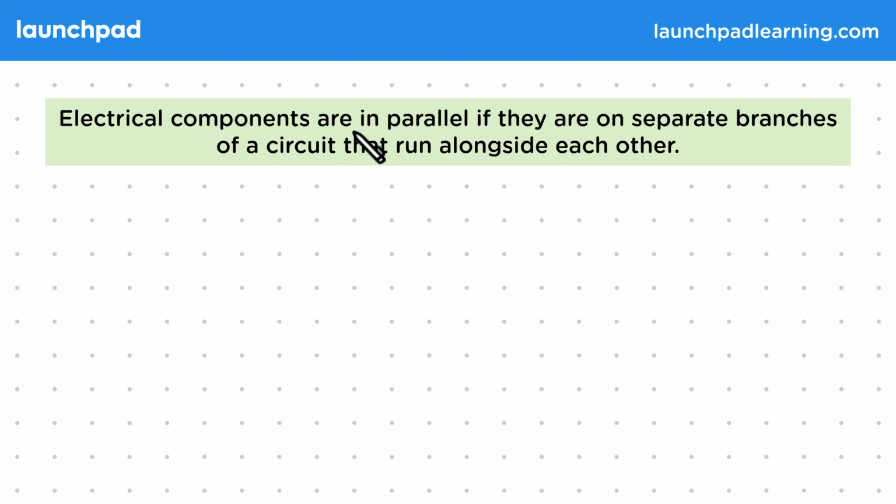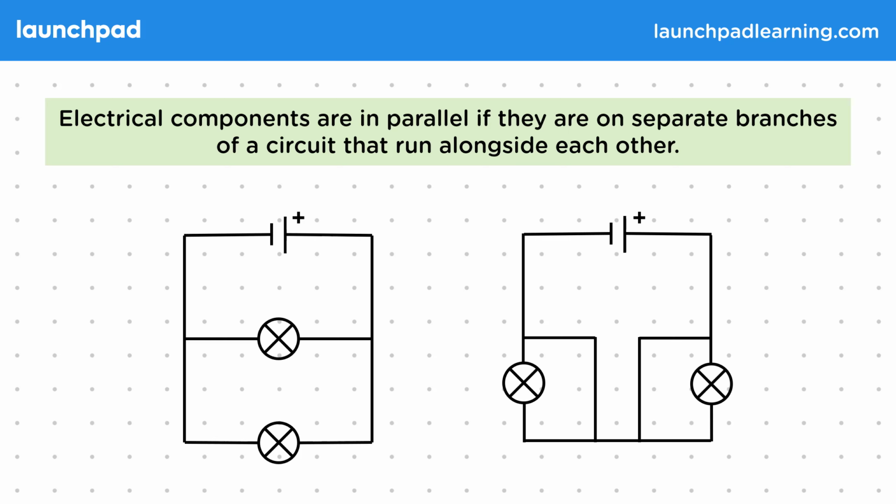Electrical components are in parallel if they are on separate branches of a circuit that run alongside each other. This would mean that if two components are in parallel, there is no path around the circuit that goes through both of them. Let's look at some circuits with two lamps and determine if they are in parallel.